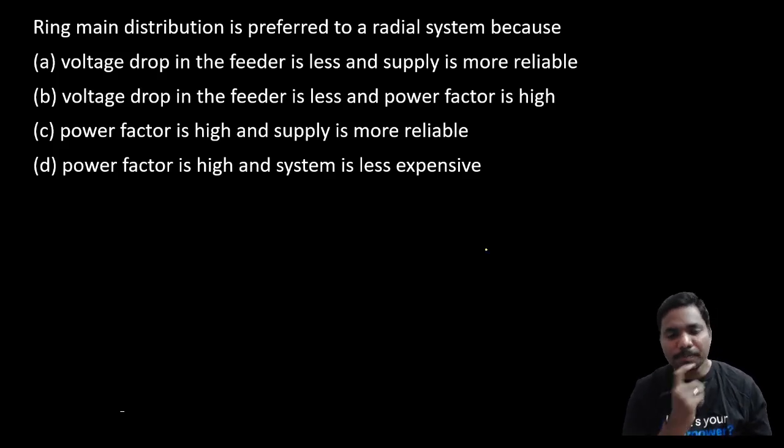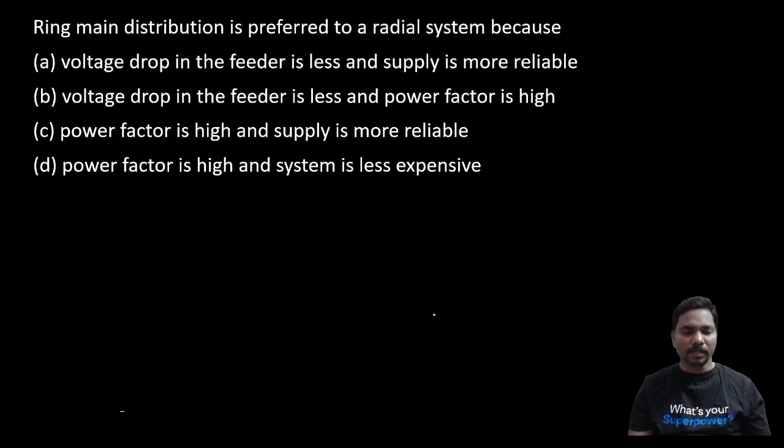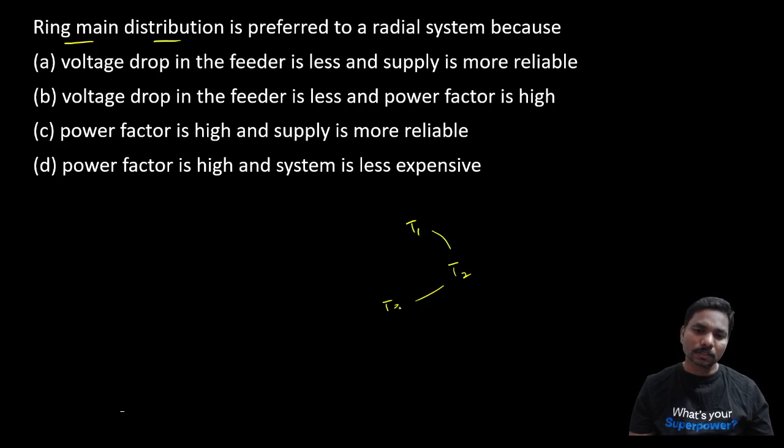Ring main distribution is preferred to a radial system because in case of ring, we have connected the transformers or transmission lines in the distribution, whatever it may be. Here they have given distribution. So in the distribution, we are using the transformer, and those are connected in a ring manner. So here we have connected like this. For example, here we have one customer, one load.